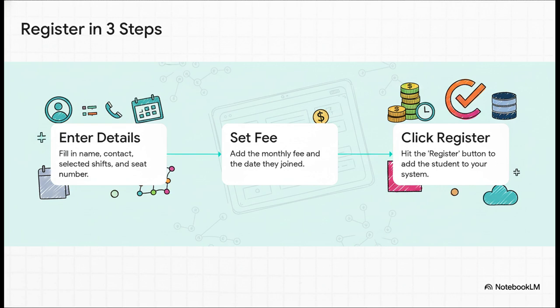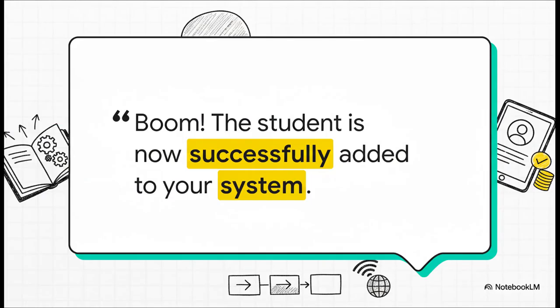First, you just pop in their details, name, contact info, and which seat and shift they're looking for. You know, morning, afternoon, or evening. Second, you set their monthly fee and their start date. And third, you just click register. That is literally it. And just like that, boom, the student is officially in the system. Their profile's created, their seat is assigned, and their payment cycle has officially begun. The whole thing takes, what, less than a minute?